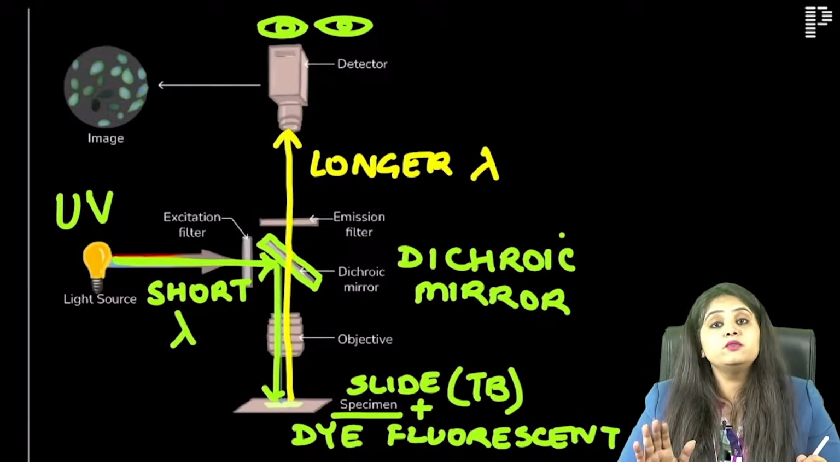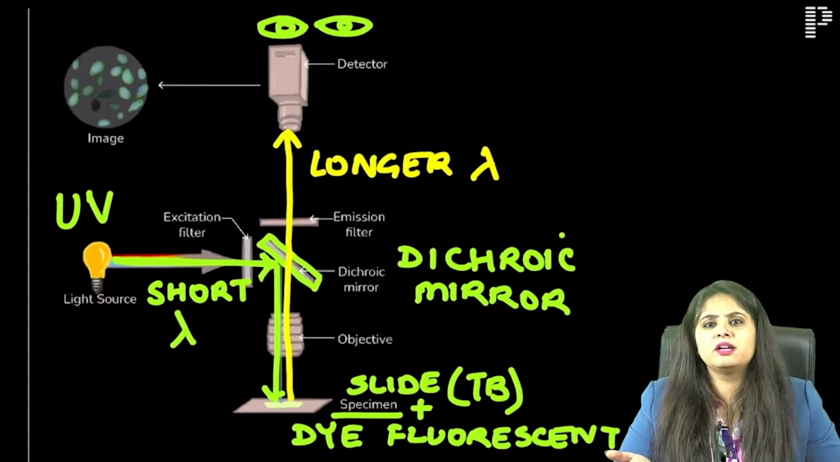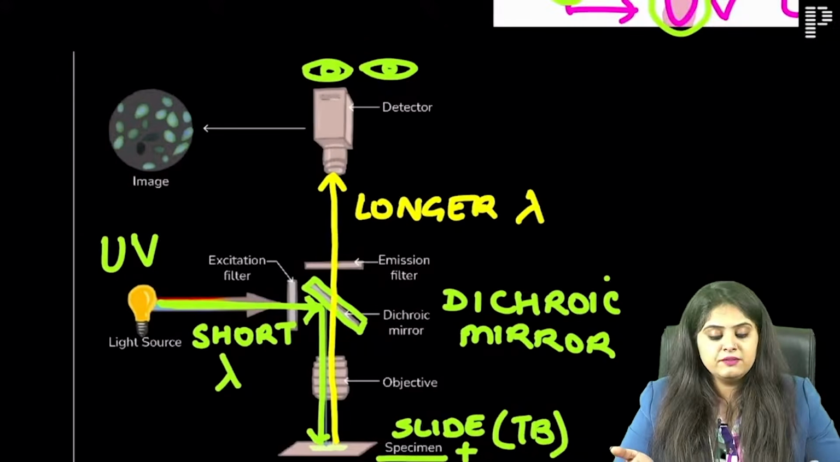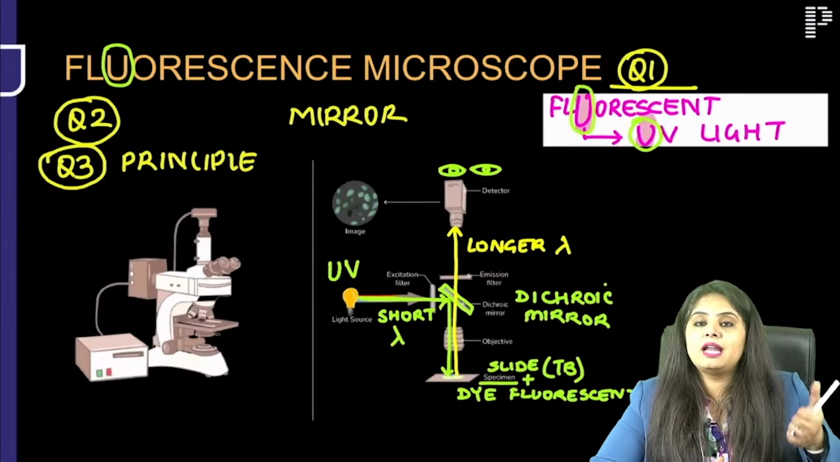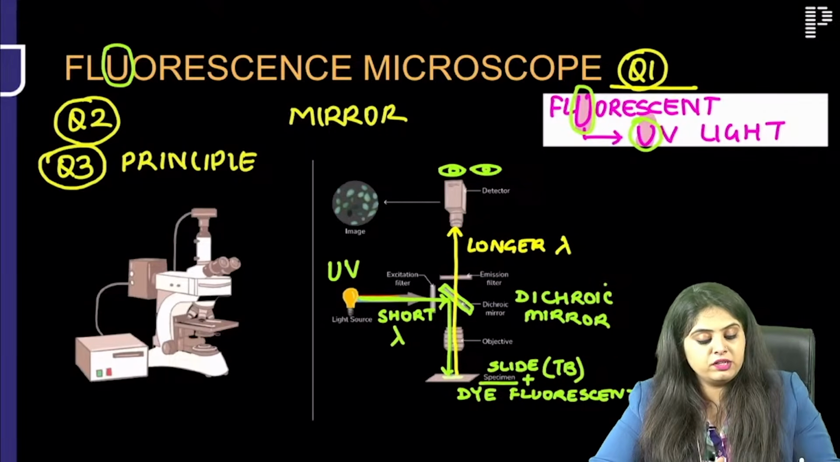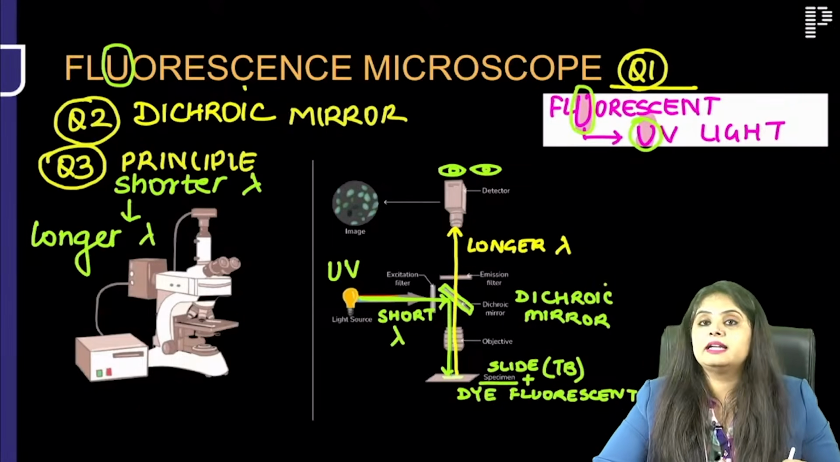In this much detail you will not find it written in your textbooks, but in a short note you will have to write it, and then you will be unnecessarily looking on Google for it, which I don't want you to do. So what is question number one? What light do we use? Ultraviolet light. What is the mirror that is used? It is going to be the dichroic mirror. And what is the principle? The principle is that a shorter wavelength is going to be converted into a longer wavelength.